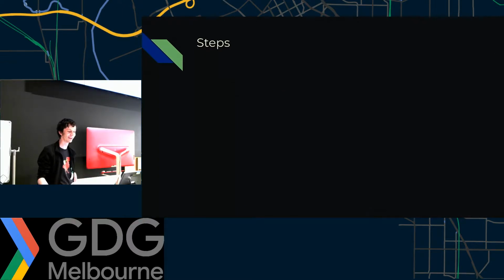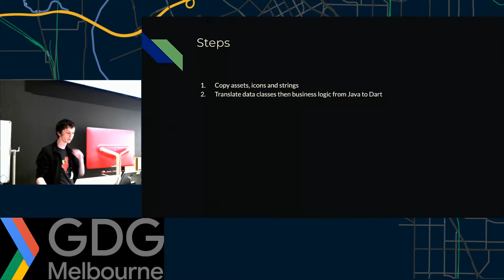How did I do it? First, I started off by copying all the assets, icons, and strings into the new Flutter project. And then the next step, translate data classes and business logic from Java into Dart. Conveniently, Java and Dart are actually really quite similar in terms of syntax and structure. Dart is very similar to Java, just with a few different features and a few less features, depending on where you're looking.